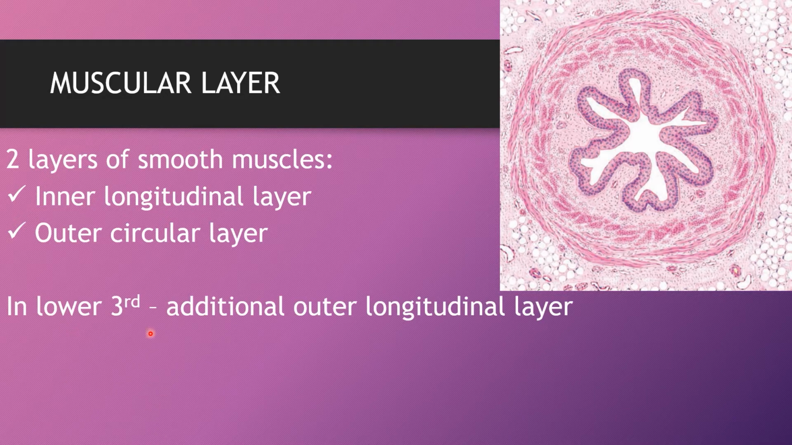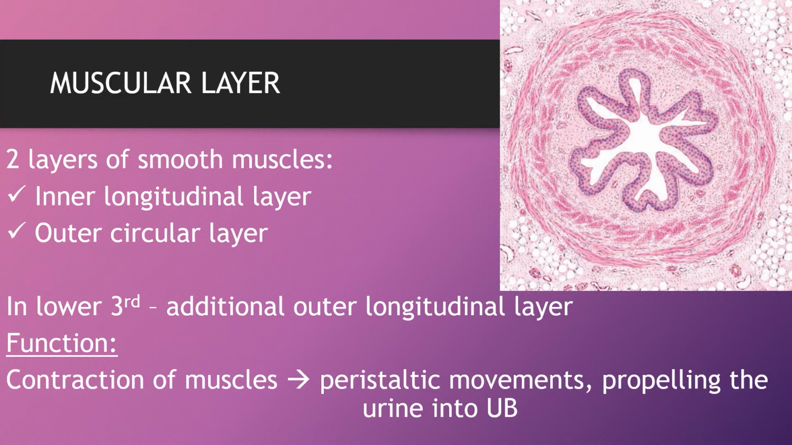Then in the lower third, there is an additional outer longitudinal layer. So in addition to the inner longitudinal and outer circular layer, there is an additional outer longitudinal layer. What is the function of this muscular layer in the ureter? Contraction of the muscle is helping in peristaltic movements of the ureter and helps in propelling the urine from the renal pelvis to the urinary bladder. So that is the muscular layer.